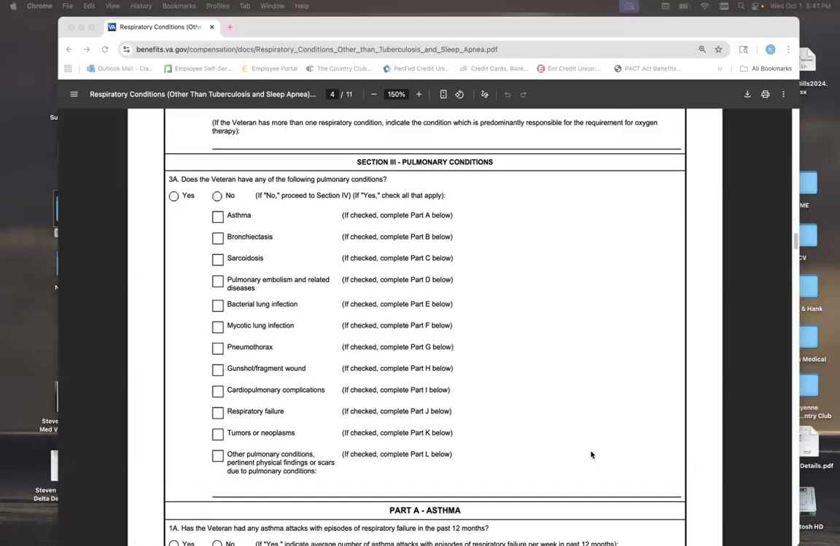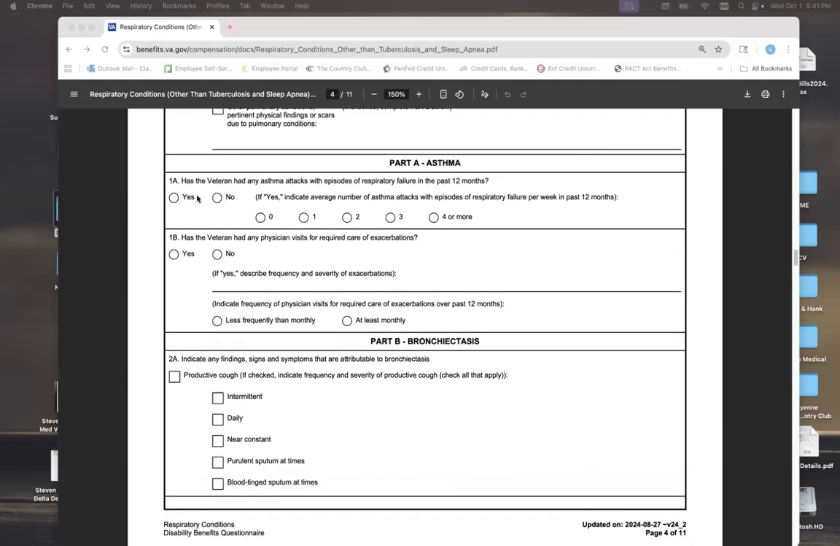other conditions. If they have asthma, they want us to indicate whether there have been any asthma attacks with respiratory failure in the past 12 months. And if they haven't had respiratory failure, have they just had any visits that have required care for flare-ups of asthma? That could be urgent care visits, same-day visits, or quick care visits with the primary care. That's where I put that in here. And then you indicate the frequency. Are they going in for urgent care visits monthly or less frequently than that?